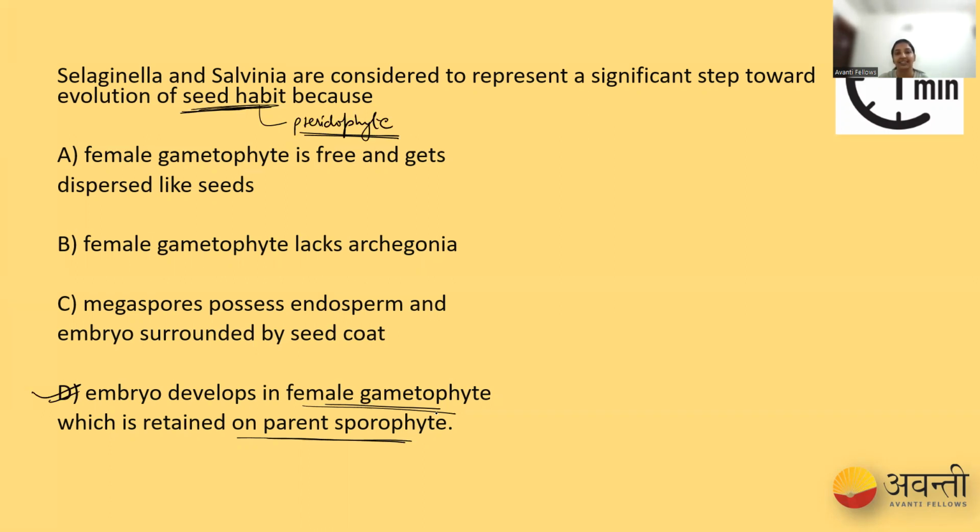So these are the symptoms of the seed habit, and these symptoms are first seen in the pteridophytes. That is why we call the pteridophytes the precursor of the seed habit, or they show the symptoms of the seed habit. So the correct option is option number D.